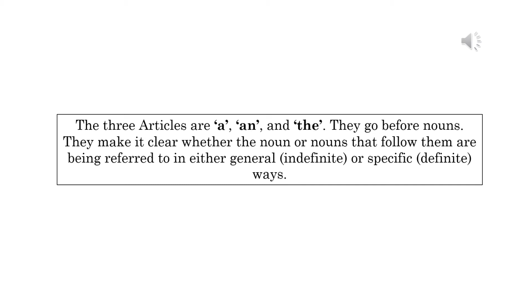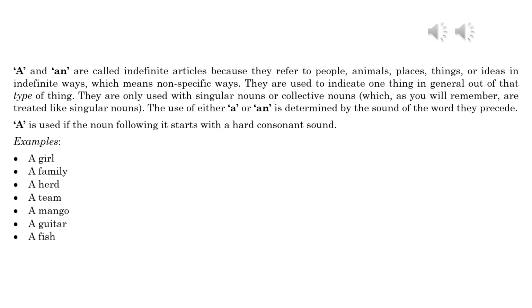They go before nouns. They make it clear whether the noun or nouns that follow them are being referred to in either general, indefinite, or specific, definite ways. A and an are called indefinite articles because they refer to people, animals, places, things, or ideas in indefinite ways, which means non-specific ways. They are used to indicate one thing in general out of that type of thing.